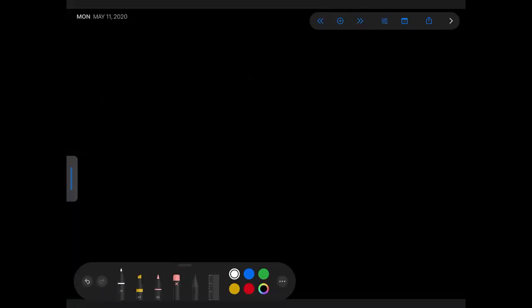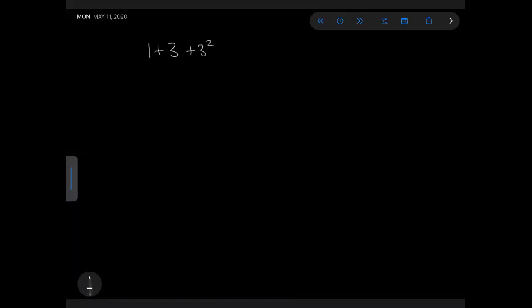So calculate 1 plus 3 plus 3 squared plus 3 cubed plus 3 to the 4th dot dot dot plus 3 to the 9th. Now, your first instinct might be to sum all of these up, right? So turns out summing them up is not the most efficient way to do this. It's very, very silly prone, and I can almost guarantee you that it's going to take longer than the trick that we're going to do.